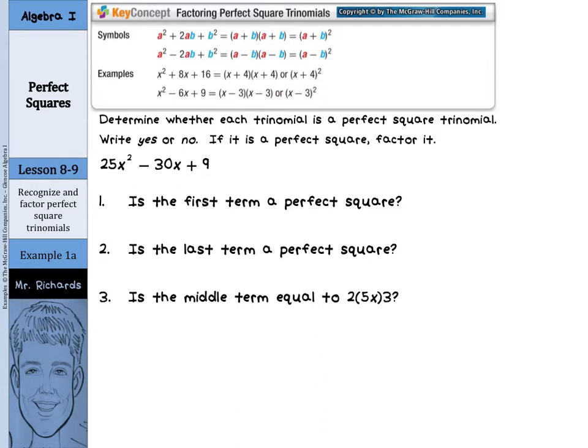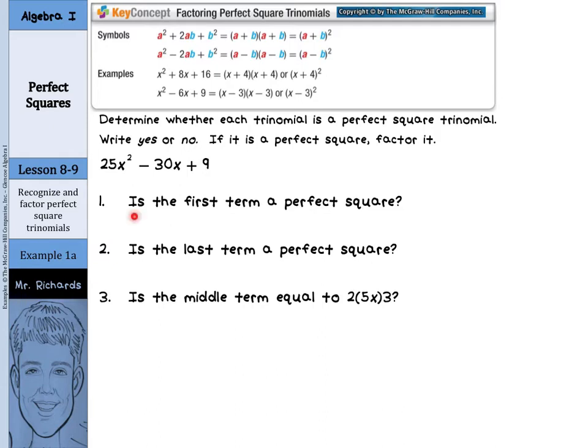And so we're going to go through a series of steps to check whether or not we'll be able to apply this concept to our trinomials today. In our first question, we have 25x squared minus 30x plus 9. And we need to determine whether each trinomial is a perfect square trinomial. Write yes or no. If it is a perfect square, factor it.